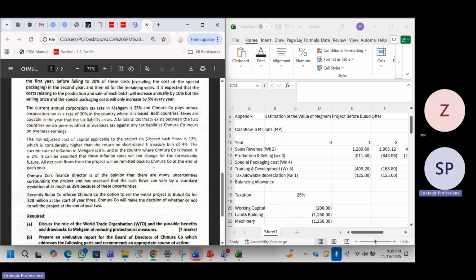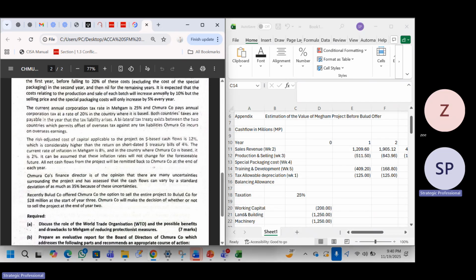So meaning that if the tax liability applies in year one, you pay in what? In year one. So a bilateral tax treaty exists between the two countries, which permits offset of what? Of overseas tax against any tax liability Chumraco incurs on overseas earnings. So we've done that in that last question, right? We did that in one question recently, whereby if you pay in the country where you invested, you won't have to pay the remaining one.